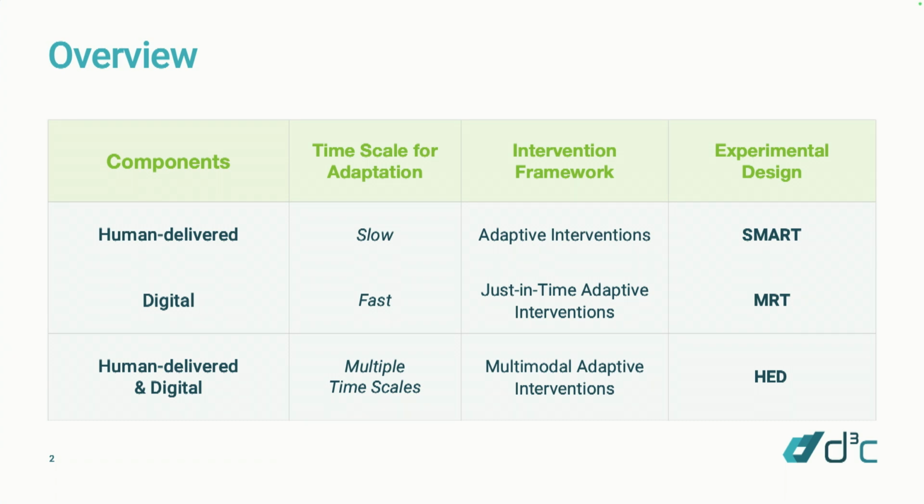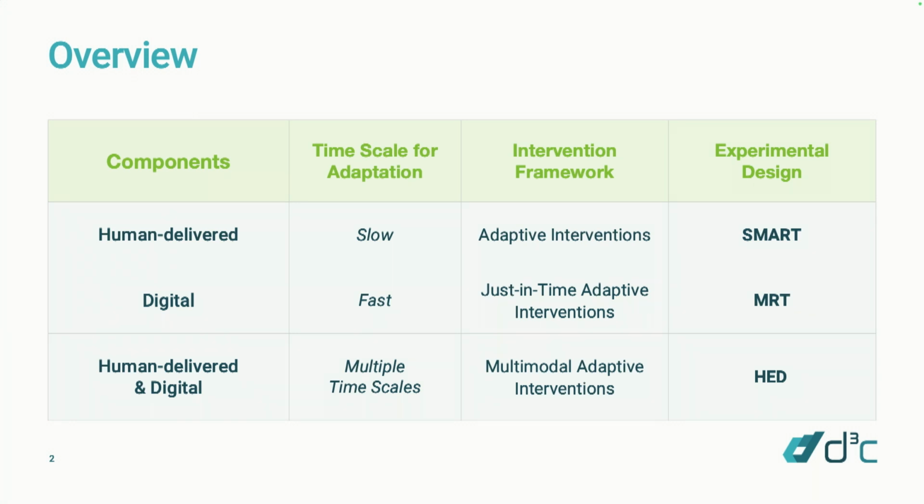And I'm going to review the SMART again very briefly, but the reason I'm going to do this is because I want to show you that SMARTs include sequential randomizations on a slow time scale to match the slow time scale in which you adapt in adaptive interventions, okay? And I'll show you exactly how this works. And then I'll transition to talking about just-in-time adaptive interventions, or what we call JEDIs. Some people call it JETIs, but we call it JEDIs for obvious reasons.